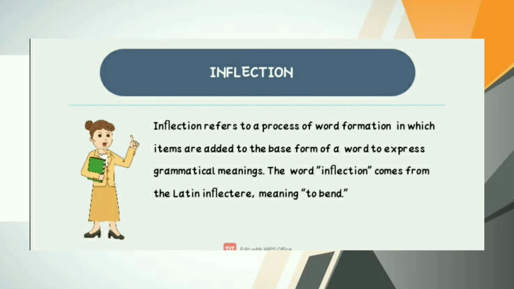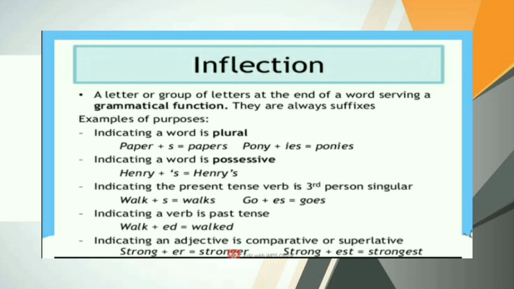Inflection. Inflection refers to a process of word formation in which items are added to the base form of a word to express grammatical meanings. The word inflection comes from the Latin inflector, meaning to bend. Inflection is a letter or group of letters at the end of a word serving a grammatical function. They are always suffixes.